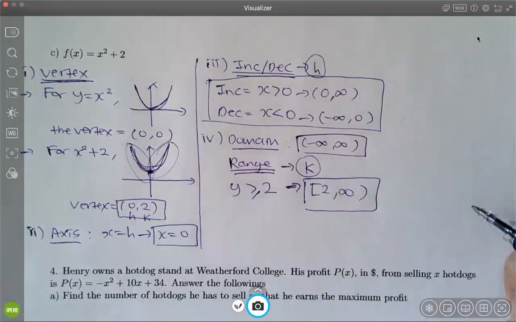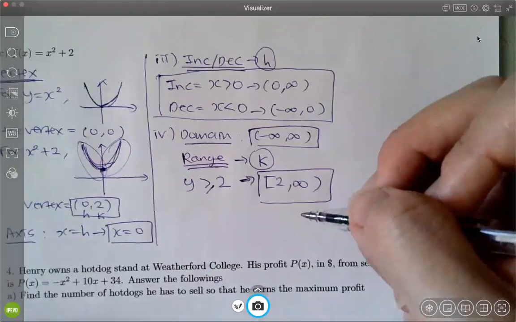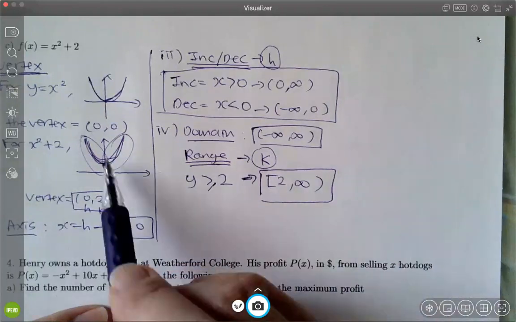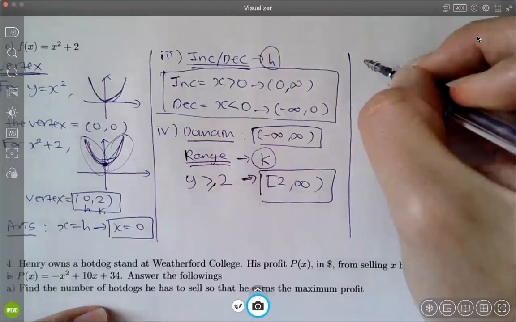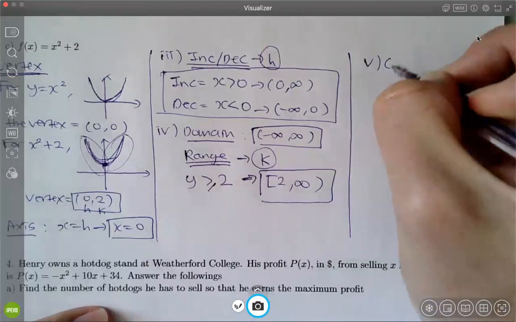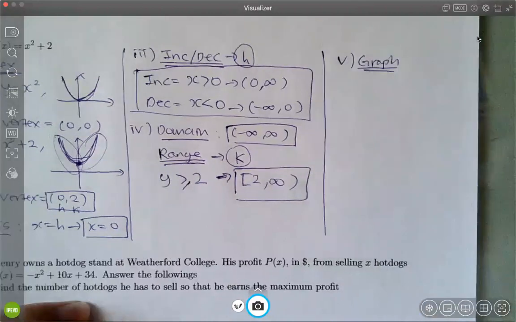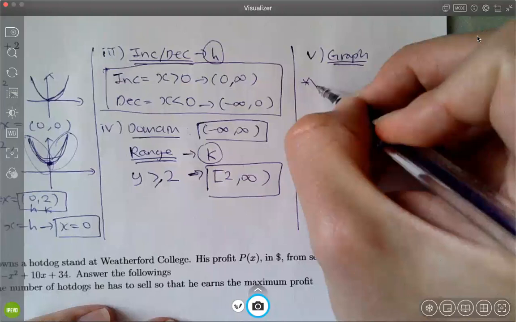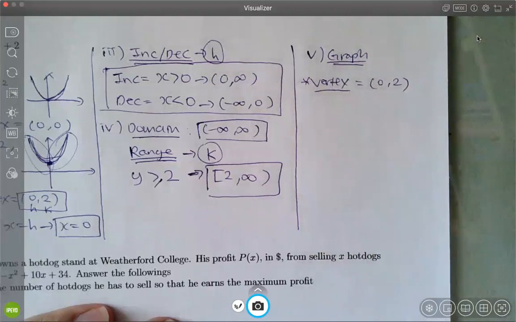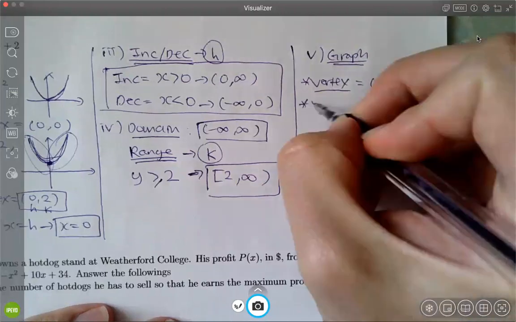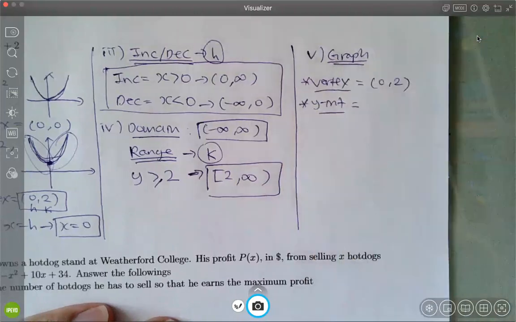Okay, so now we know already how the graph looks like, which is this, right? But let's try to get a few points. First, the vertex. The vertex was at (0, 2). Now, can you guess where the y-intercept is? 2. Right, it's the same thing, right? (0, 2).